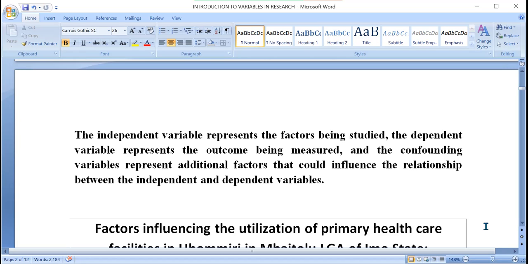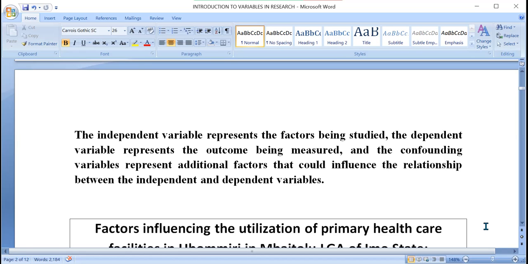The first we're going to look at is the independent variable. The independent variable represents the factor being studied. That is something that you are interested to study on. Okay, let's say you want to study the knowledge of somebody on something. That knowledge is the independent variable. You want to study the person's knowledge on family planning. That is the independent variable, the knowledge.